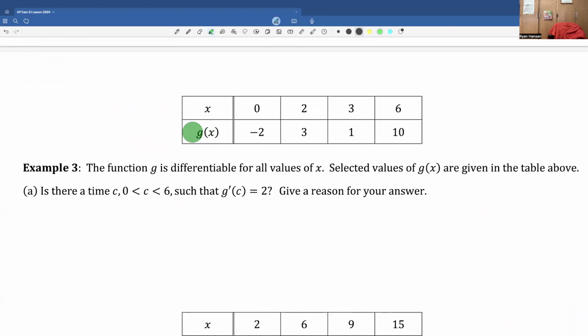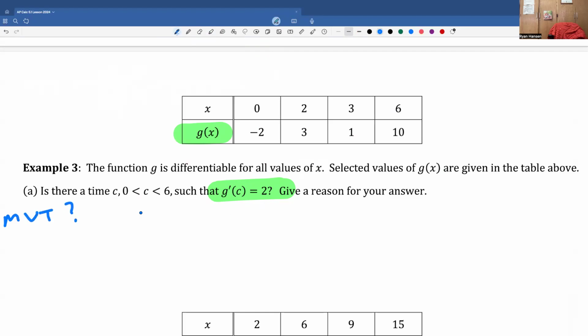I'm gonna notice what's the table measuring. G of X, what's the question measuring? G prime, they're not a match. To be IVT, they have to match. So probably MVT. I'm gonna put MVT question mark.